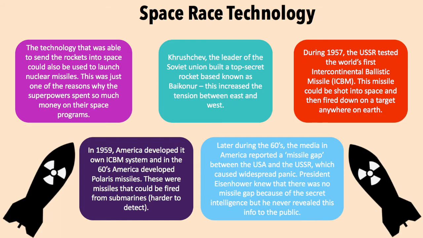During 1957, the USSR tested the world's first intercontinental ballistic missile, known as an ICBM. This missile could be shot into space and then fired down on a target anywhere on Earth. In 1959, America developed its own ICBM system, and in the 60s, America developed Polaris missiles. These were missiles that could be fired from submarines. They were harder to detect, which made the threat even more prominent.